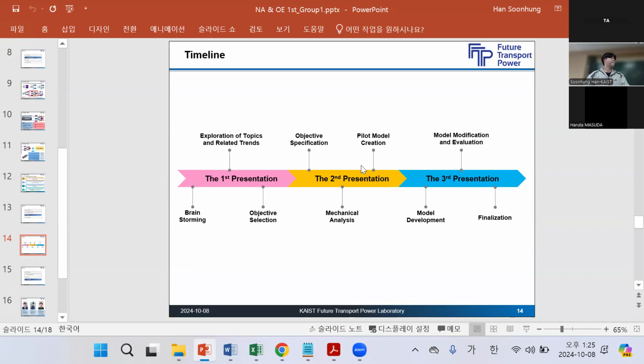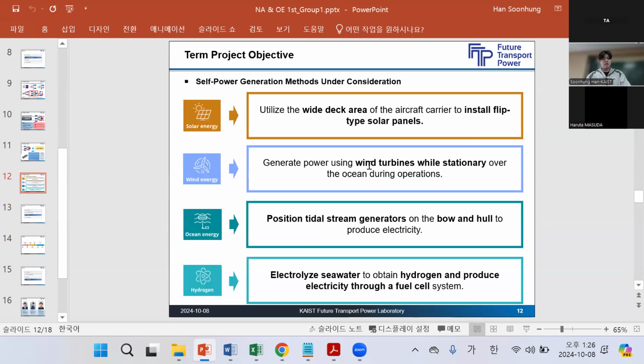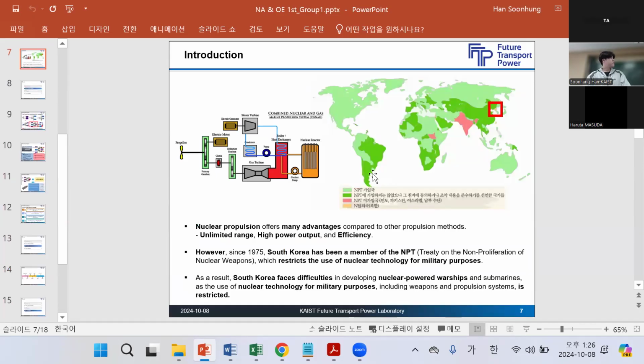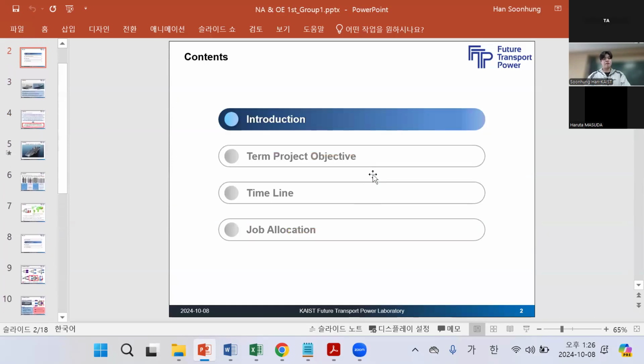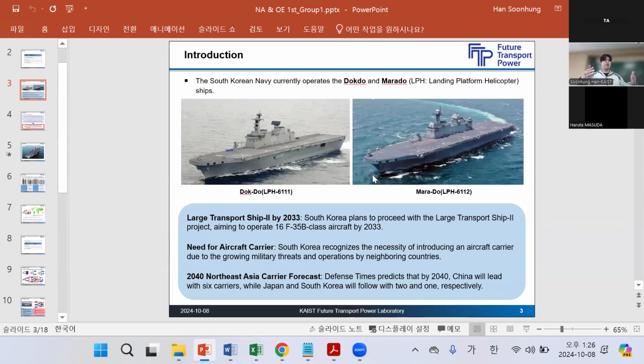And then aircraft. What kind of aircraft, and how many of them will be served by the carrier? As I mentioned, it is also related to the size and speed. Yes, as I mentioned before, the original CVX, the Korean project, has a plan for 16 F-35B class aircraft. So we focus on that amount. It's not fixed, but we focus on this amount. Similar ships. All right. Thank you very much.